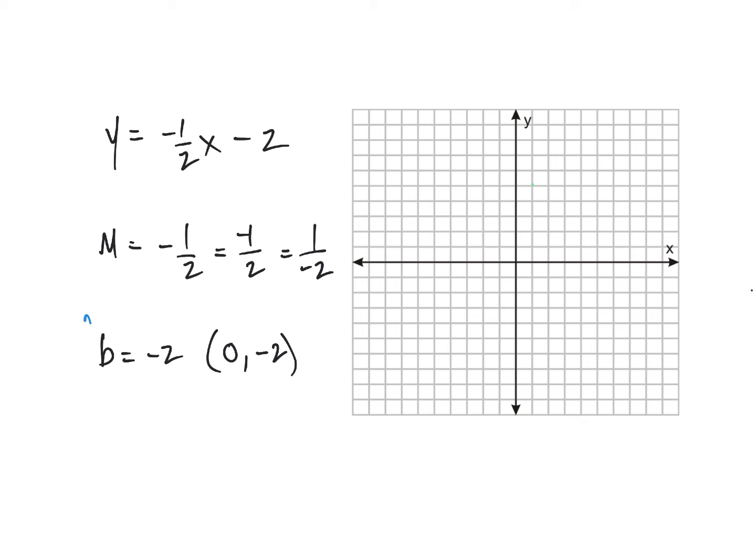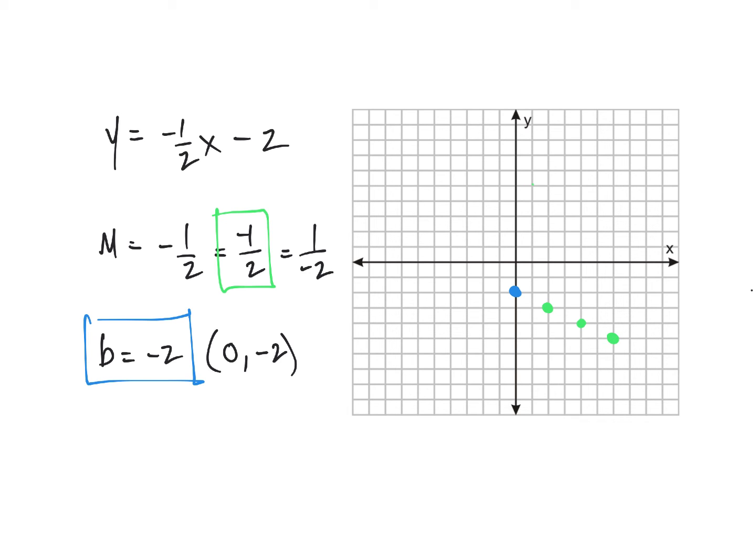Let's go ahead and graph. We're going to begin with b. So we start by graphing our y-intercept, which is negative 2. And then from there, we use our slope to find our next point. Now, I could either use, like I said, negative 1 over 2. So I rise negative 1, run positive 2. Rise negative 1, run positive 2.